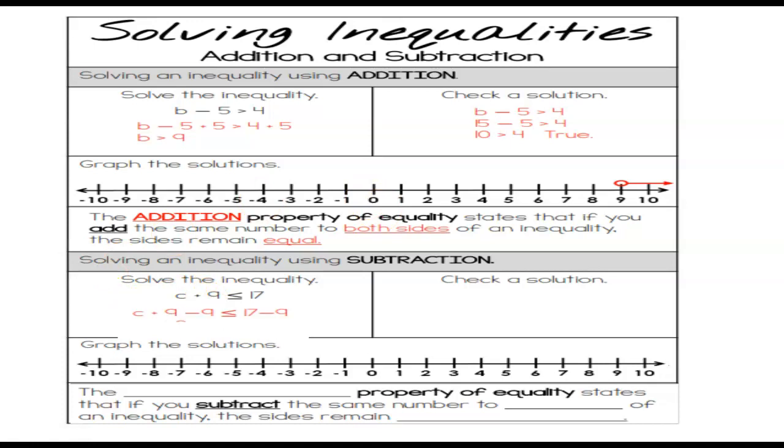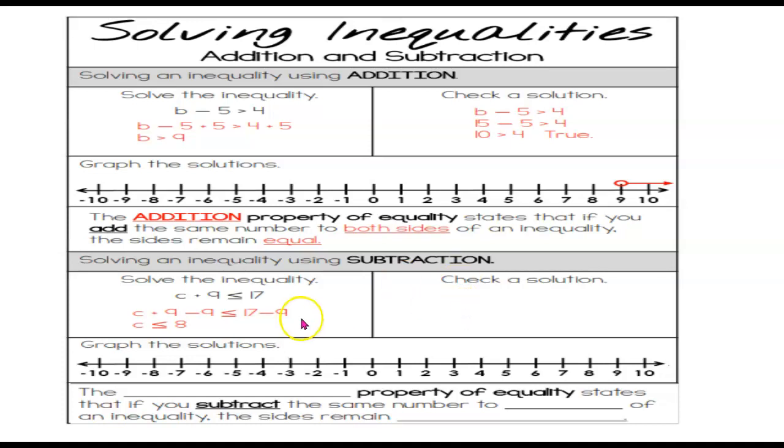So we would have c plus 9 minus 9 is less than or equal to 17 minus 9. I know that positive 9 minus 9 is 0, and 17 minus 9 is going to give us 8. c is less than or equal to 8. Let's check our solution by using a solution that is either equal to or less than 8.